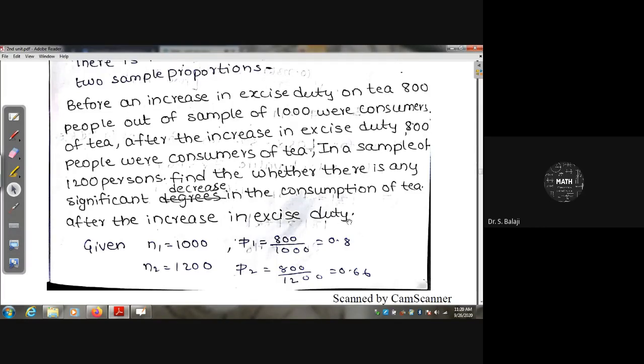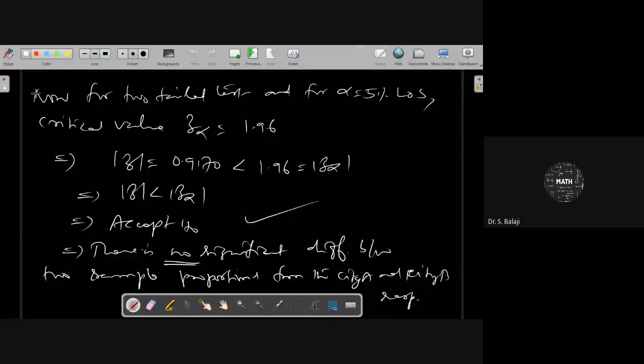Now see here what values are given. You write them one by one. N1 size is 1000 and N2 is 1200. But P1 is not directly given; it is given in terms of numbers, 800 out of 1000. Therefore P1 is 800 by 1000, which is 0.8. P2 will be 0.66. In that manner we can get that. In this problem also you can get some idea. You see the solution of this problem.